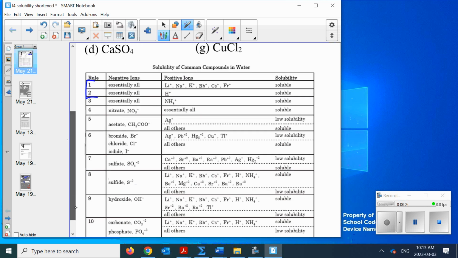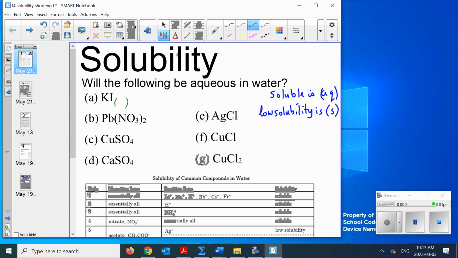Anyway, you can do it the other way around. But I'm asking you to just write in AQ, and I don't care which way you did it. You recognize these group 1 elements? That's great.